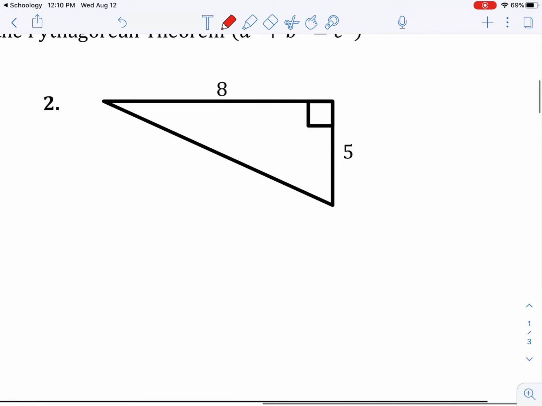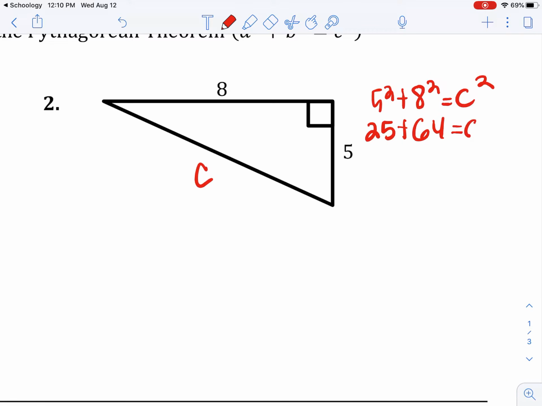Okay, next one. Missing the hypotenuse again. 5 squared plus 8 squared equals c squared. 25 plus 64 equals c squared. Combine like terms. 89 equals c squared. Square root both sides so that you can get c by itself. And you get c is... I put the square root of 89 in my calculator and I don't get a beautiful answer. Okay? The directions don't say it here, but I know what the directions on your test would say.